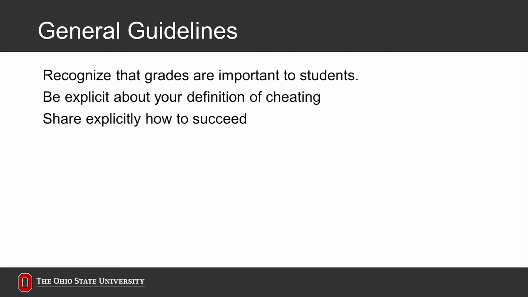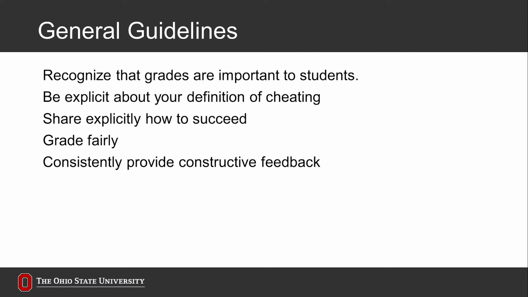Share explicitly how to succeed. Don't expect students to simply intuit what great work in your class should look like. Grade fairly. No matter how ethically we approach grading, as we saw earlier with the math problem, student work can present unexpected challenges to using consistent standards across individuals or between classes. Consistently provide constructive feedback with performance standards. As mentioned earlier, grading is about moving students forward, so the feedback should work to that end. Next, we'll explore tools that you can use as you incorporate these guidelines for making grading useful and efficient.